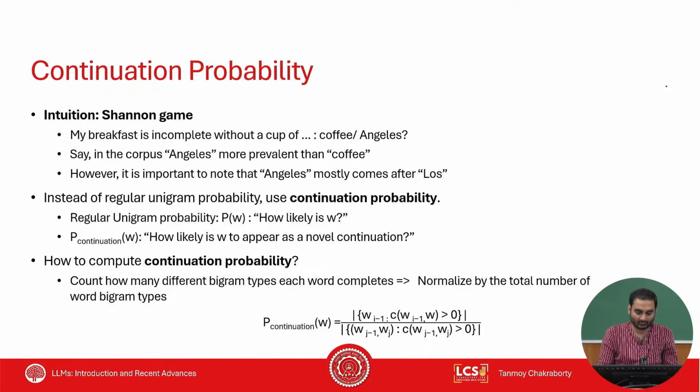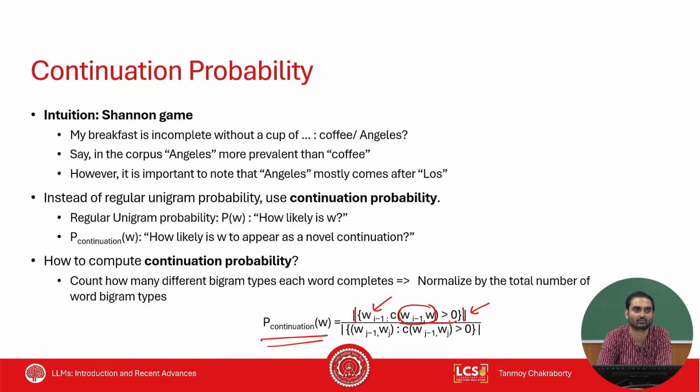Okay. So this is the continuation probability of a unigram. Look at the numerator very carefully. We are interested in all those bigrams (W_{i-1}, W) whose count is greater than 0. And how many such W_{i-1}'s are there, the mod of this set? So the cardinality of this set will be the numerator, the count of novel continuations.